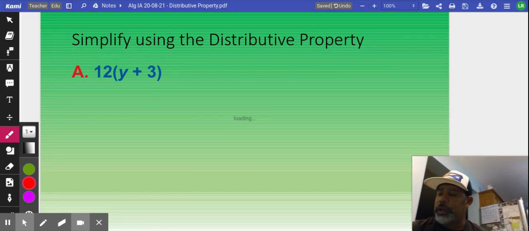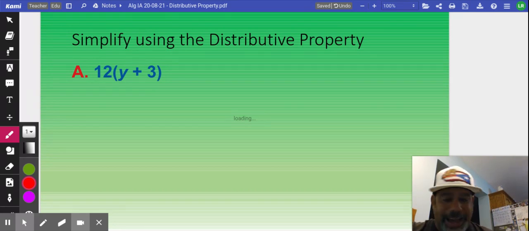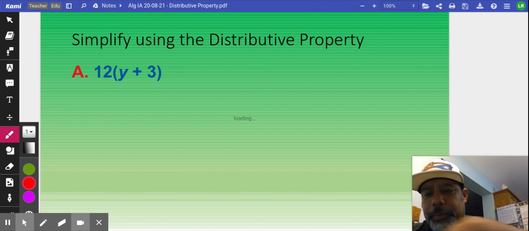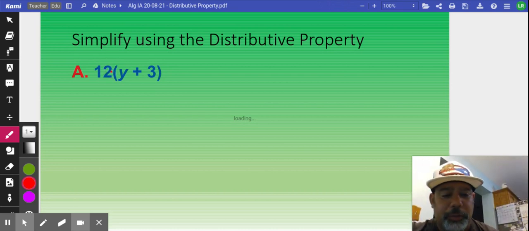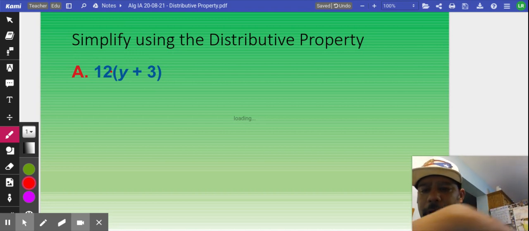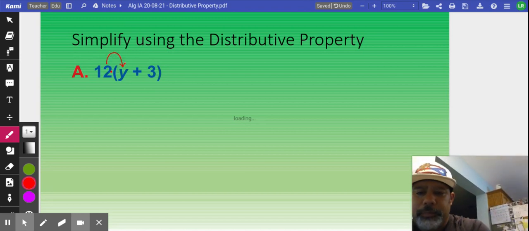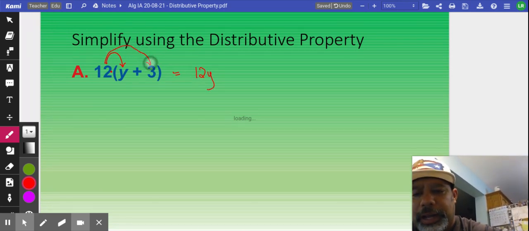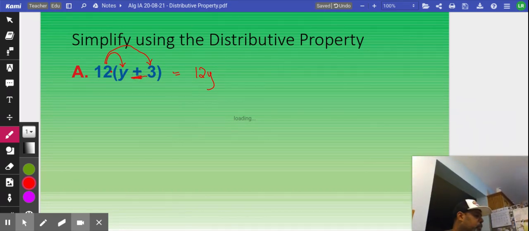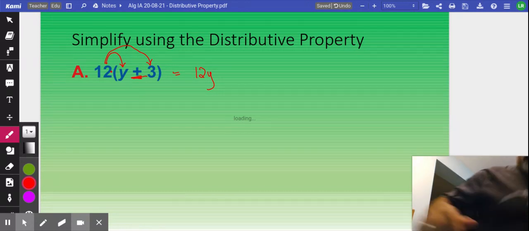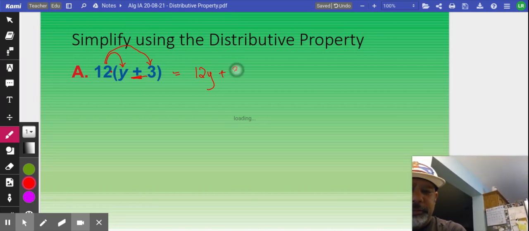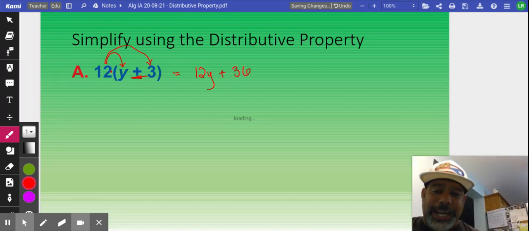For this first one, we have 12, parentheses, y plus 3, close the parentheses. Now, again, remember, there's nothing in between the 12 and the parentheses, so that implies we're doing multiplication. So we're going to multiply 12 times y. Well, that's 12y. And we have 12 times a positive 3. Now pay attention, that's a positive 3. So 12 times positive 3 is going to be 36. So we got positive 36. Okay, let's look at the next one.